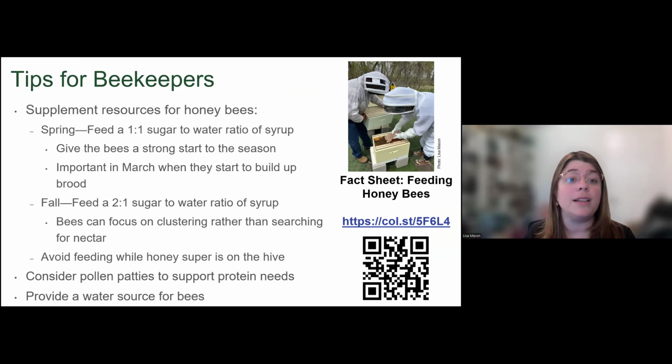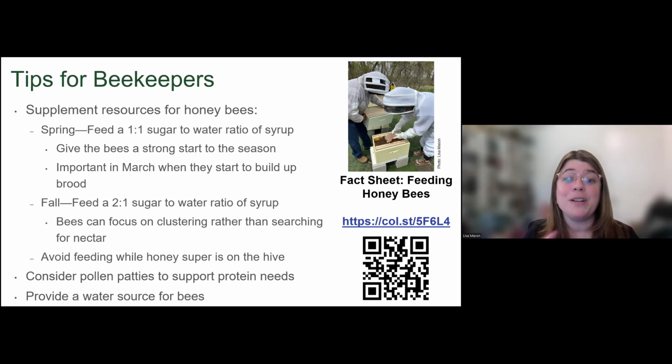General guidelines are in the springtime. You want to give those bees a strong start to the season. So you'll want to feed them about a 1-to-1 sugar to water ratio of syrup. And about March or any time when that sugar syrup isn't going to freeze, March is when they also start to build up their brood, their population. So give them a strong start. And you can feed as long as you want until you have that honey super on your hive.